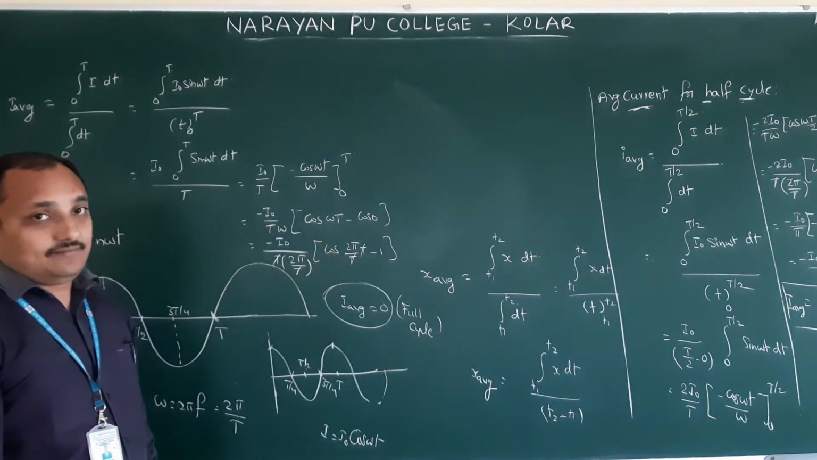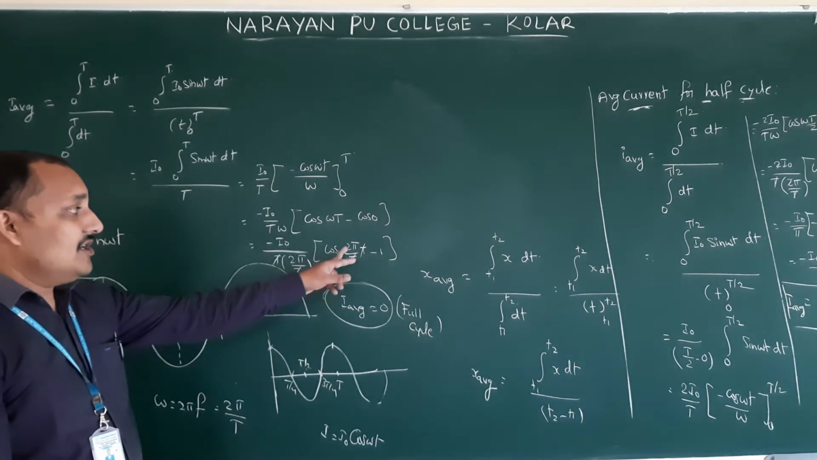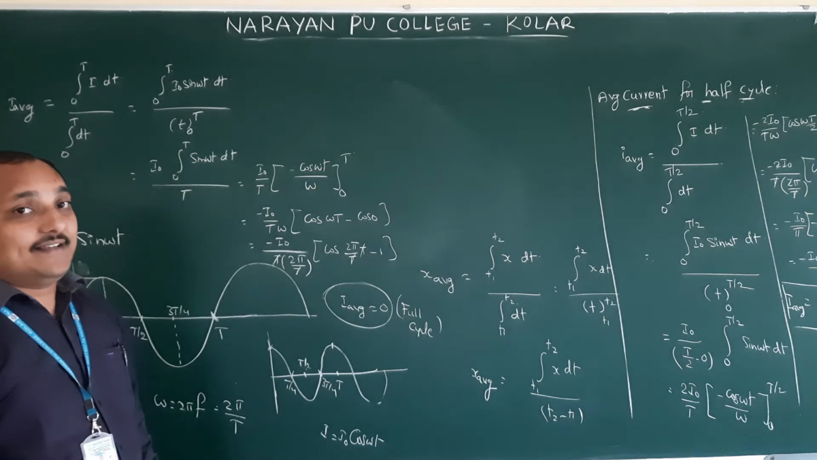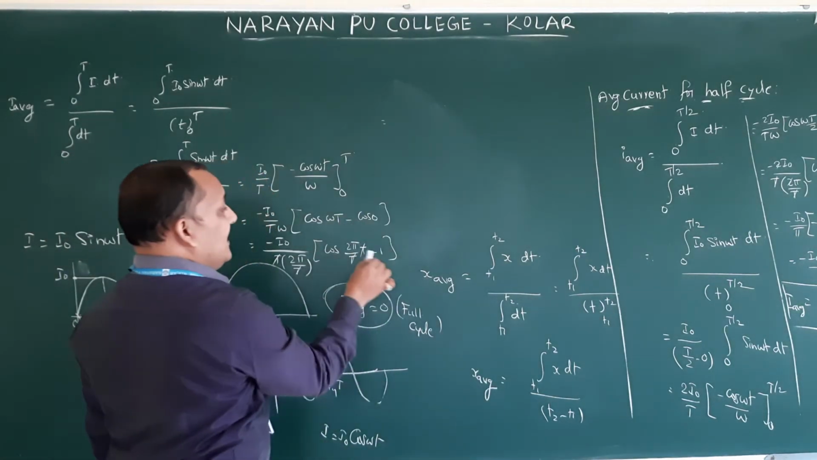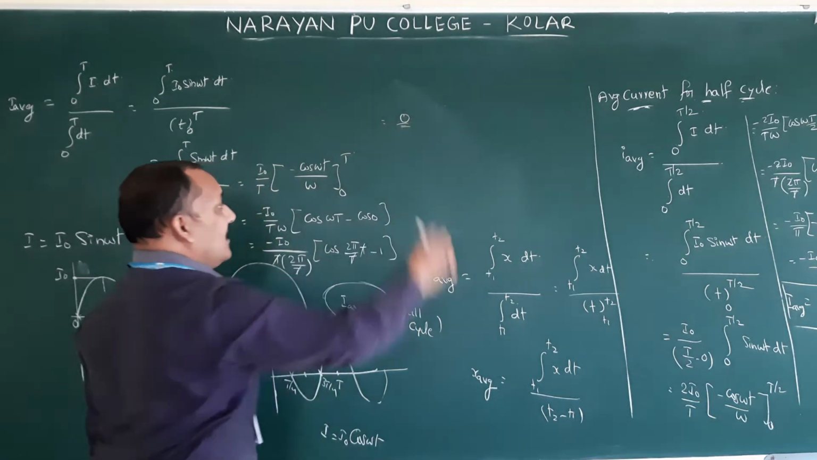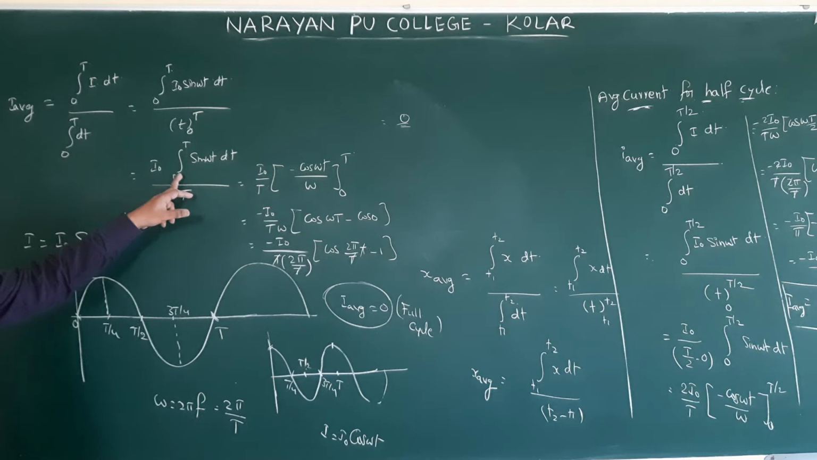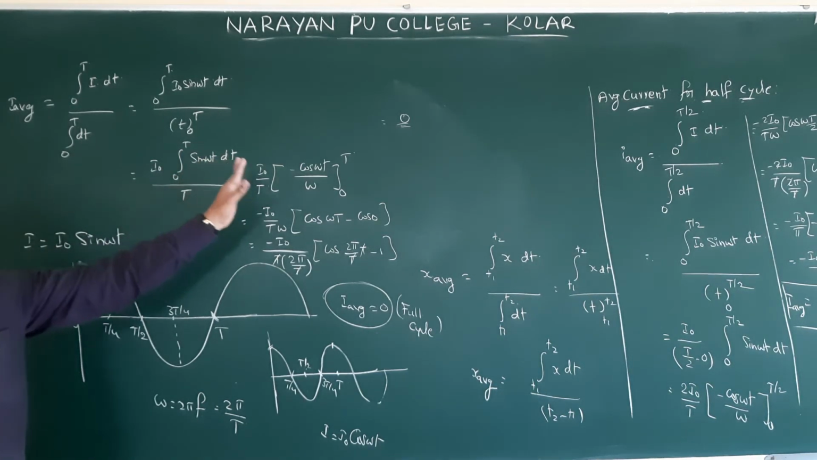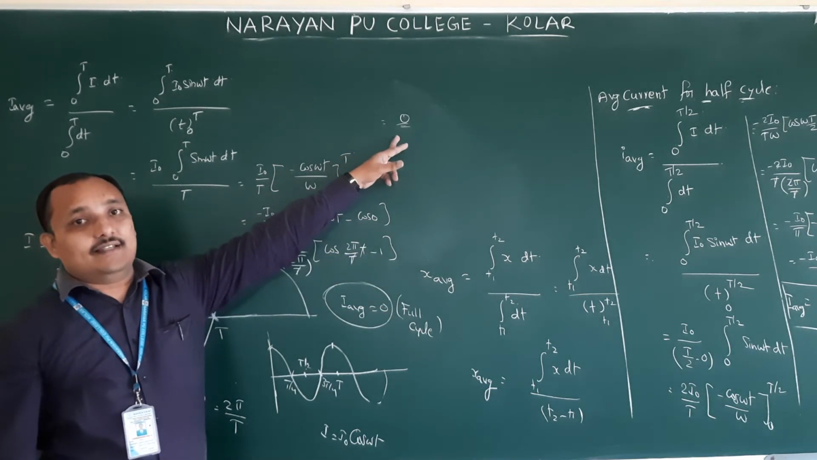Cos 360. So cos 180 how much? Minus 1. Like that. Cos 360 value how much? 1. Correct only? Isn't it? So 1 minus 1 you are getting 0. Therefore whenever it is coming next time, integral 0 to t sin omega t dt, that value is going to become 0. You should remember like this.